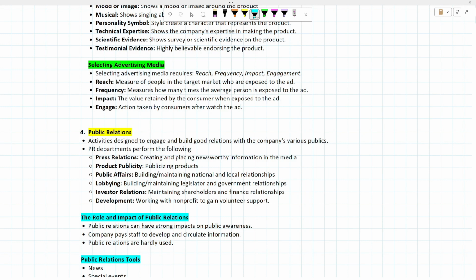Frequency measures how many times the average person is exposed to the ad. So how frequently is this ad being shown to people? Impact is the value retained by the customer when exposed to the ad. So what impact does this ad have on the consumer? And engagement is the action taken by consumers after watching the ad. So how engaged were they? What engagements have they done after watching the ad?